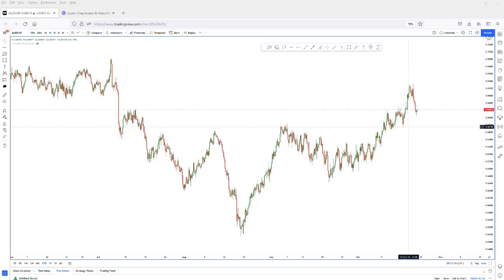Welcome to today's InstaForex trade of the day, where we use technical analysis to determine high probability setups. So for today, we'll be talking about Aussie franc, right?